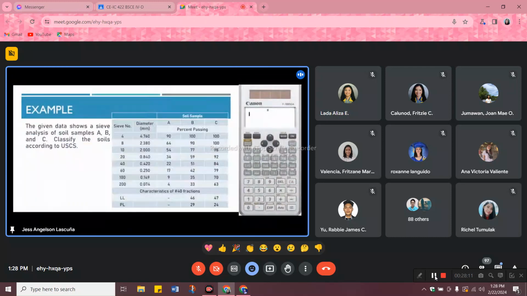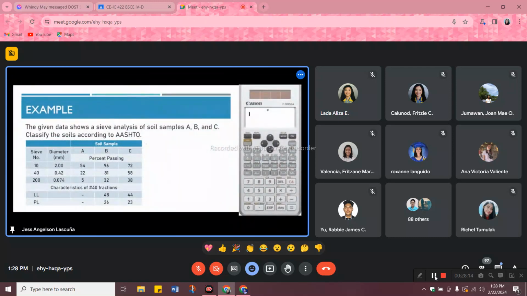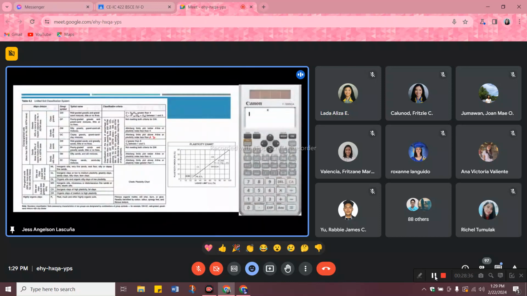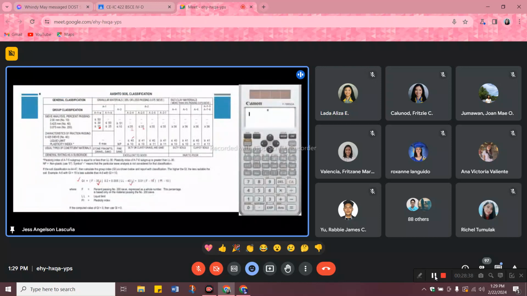Sige, so unsa may nadere? Sige, so ari taon na sa AASHTO. So given the data shows a sieve analysis of soil samples A, B, and C. Classify the soils according to AASHTO. Ari taon na kan sa soil A. So unsa tong una nga buhaton? Balik ta sa table ha.